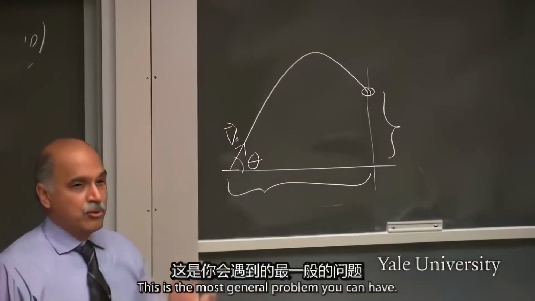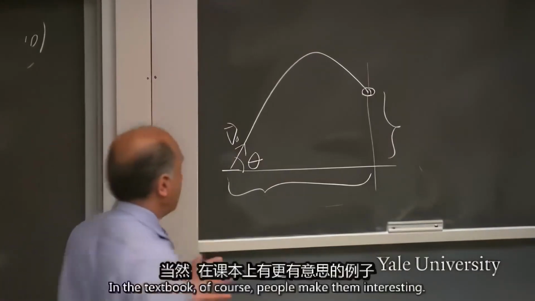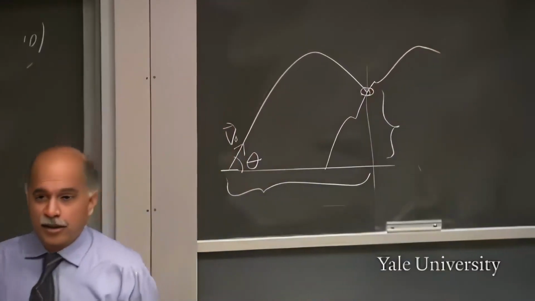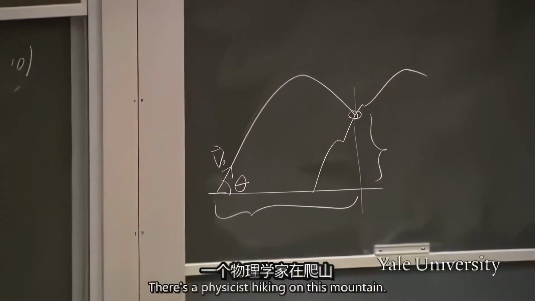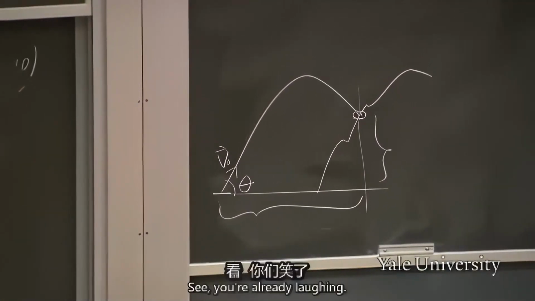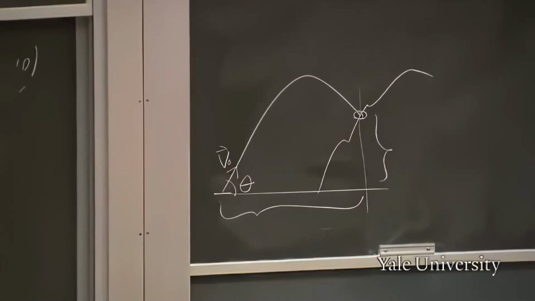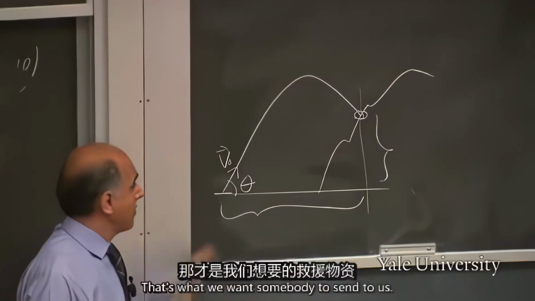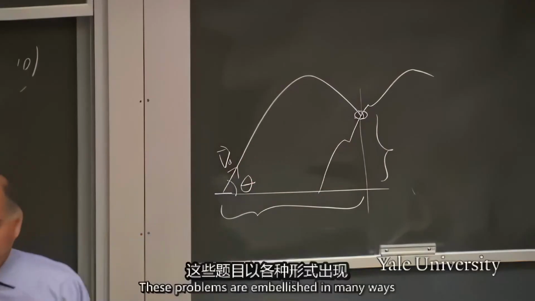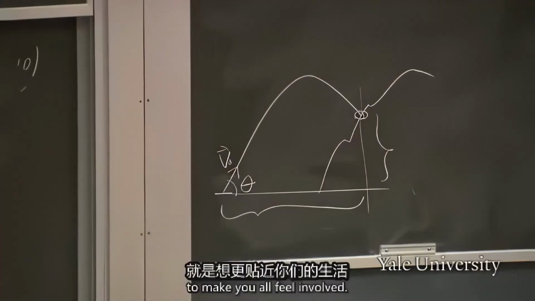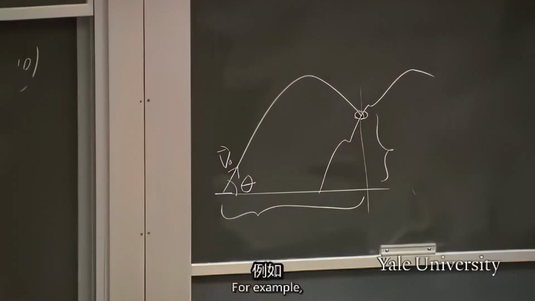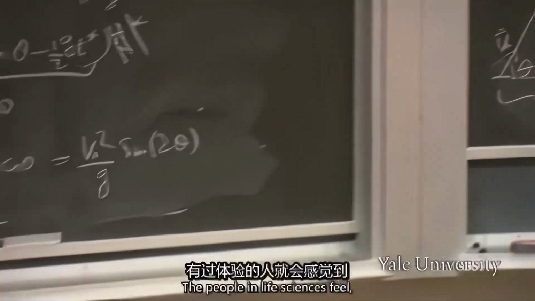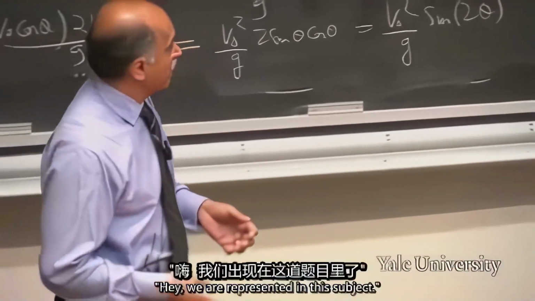This is the most general problem you can have. Now in the textbook, of course, people make them interesting. Suddenly there's a mountain, and there's a physicist hiking on this mountain. See, you're already laughing. So this is not a very credible problem. We don't hike, and when we get stuck, we don't want food. We want our table of integrals, which is what we want somebody to send to us. So these problems are embellished in many ways to make you all feel involved. For example, instead of a stone dropping, nowadays there's a monkey that's falling down. So the people in life sciences feel, hey, we are represented in this subject.